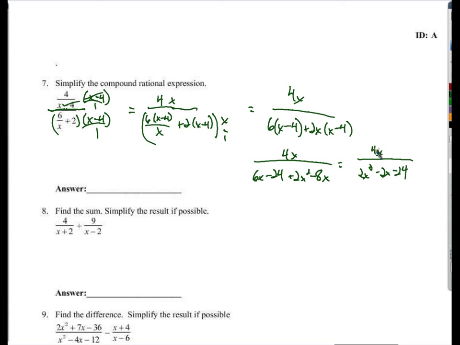This has a factor of 2 in the denominator. There's a factor of 2 in the numerator. It's 4x over 2 times x squared minus x minus 12. Right? And so the 4 and the 2 can divide each other. We get a 2. So we have 2x over x squared minus x minus 12. And we can factor this, but it's not going to have any common factors with the numerator, so I won't bother.